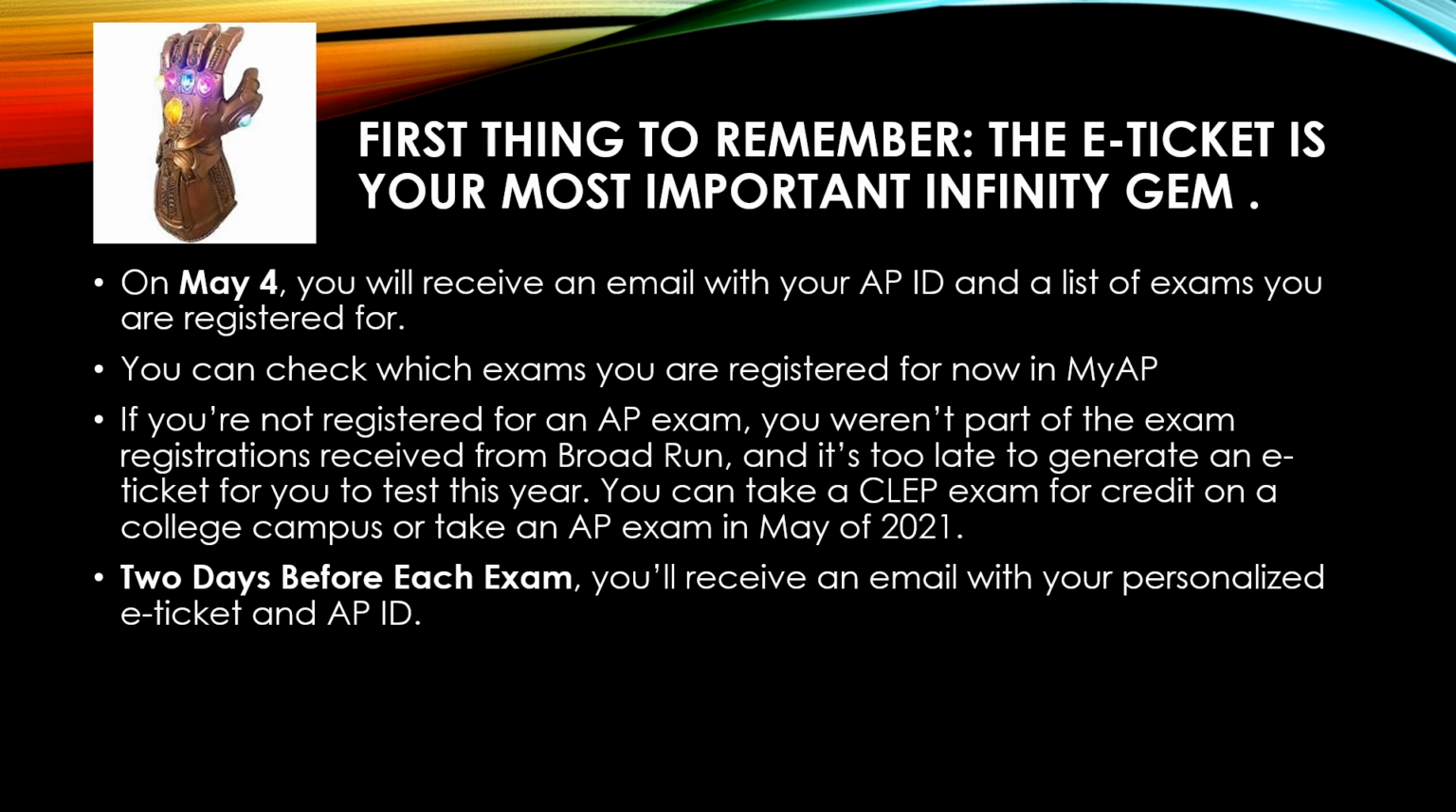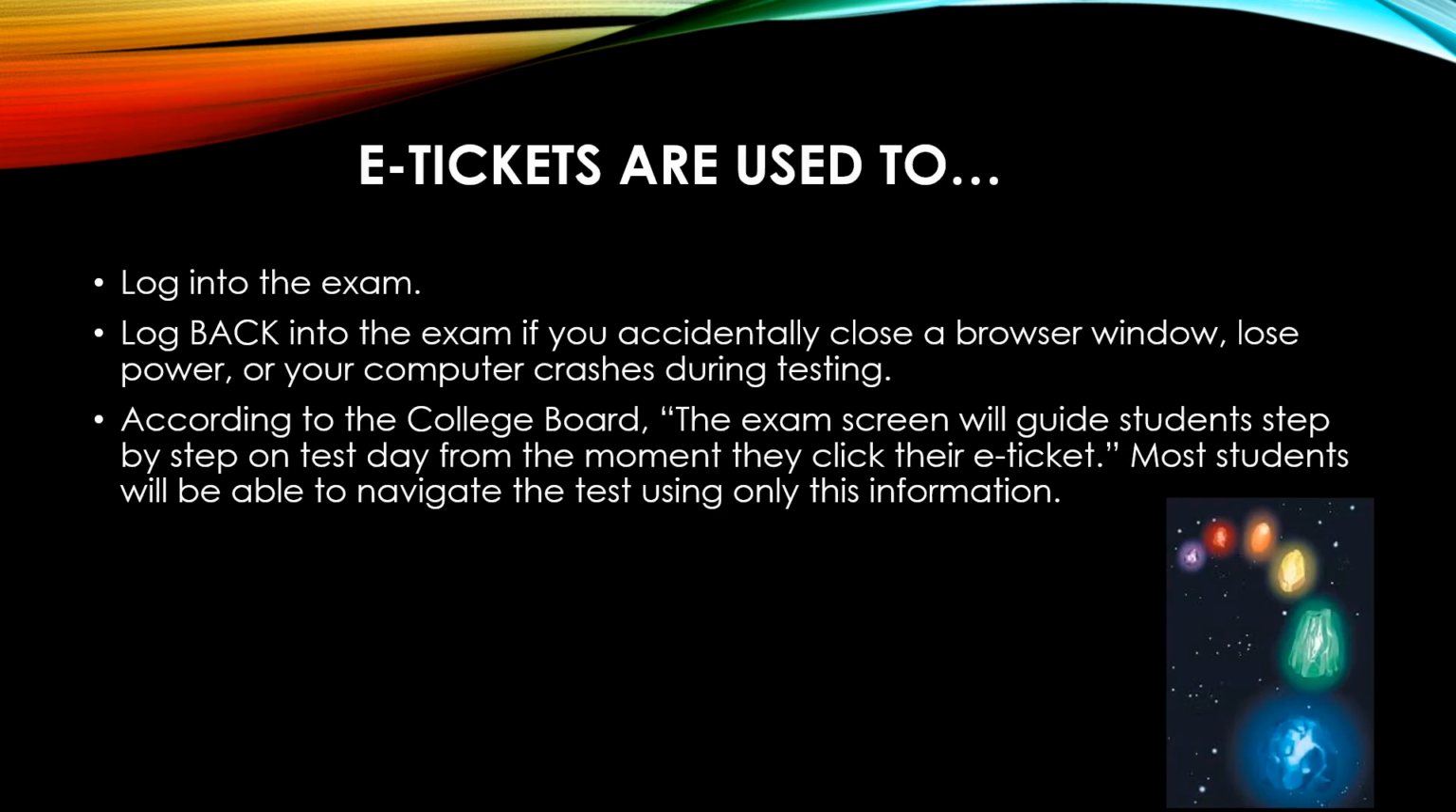If you are not registered for an AP exam, that means you were not part of the exam registrations received from Broad Run, and unfortunately, it is too late to generate an e-ticket for you to test this year. There are other options, however. You can take a CLEP exam for credit on a college campus, or take the AP exam in May of 2021. 2 days before each exam, you will receive an email with your personalized e-ticket and AP ID.